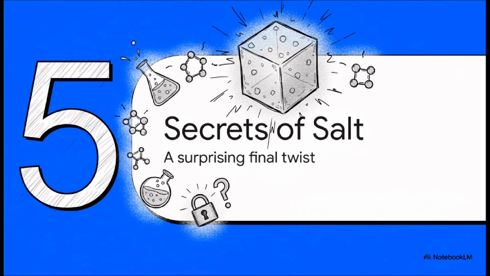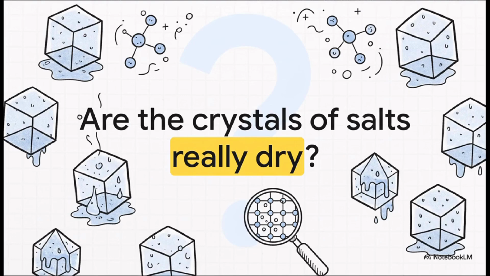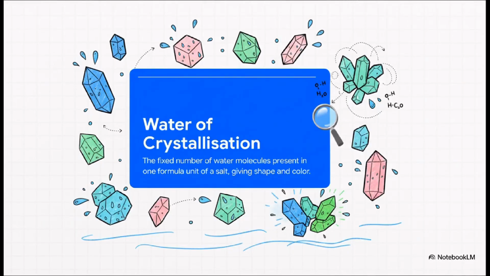Now, we've seen that when acids and bases neutralize each other, they create these things called salts. But it turns out, these salts are holding on to one last, really surprising secret. I mean, just take a look at a salt crystal. It seems like the very definition of dry, doesn't it? A solid, perfect little geometric shape. But what if I told you there's actually water hidden inside? Yeah, really. It's because of something called water of crystallization.